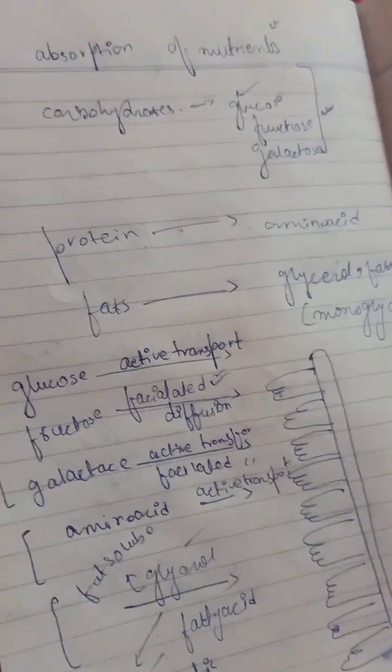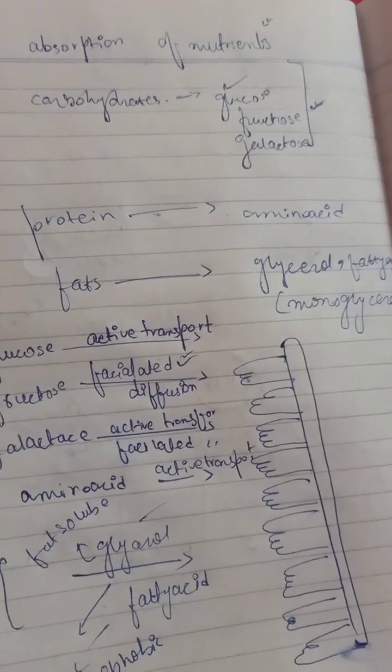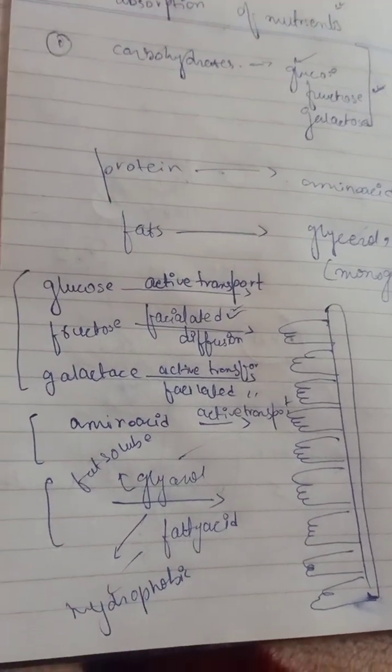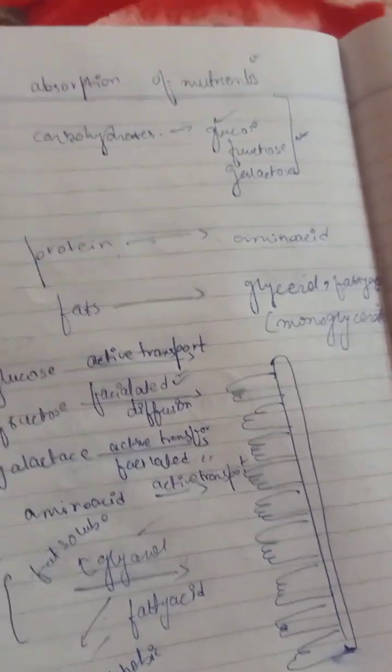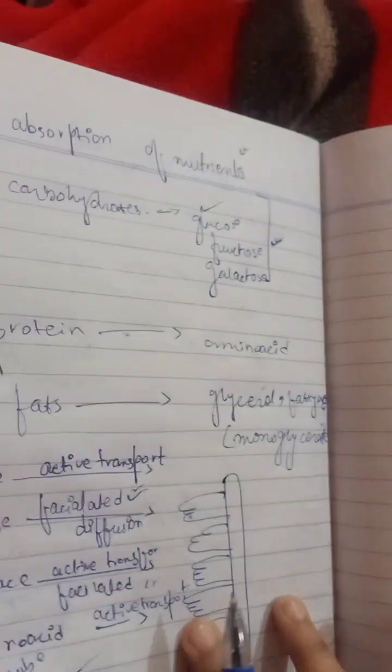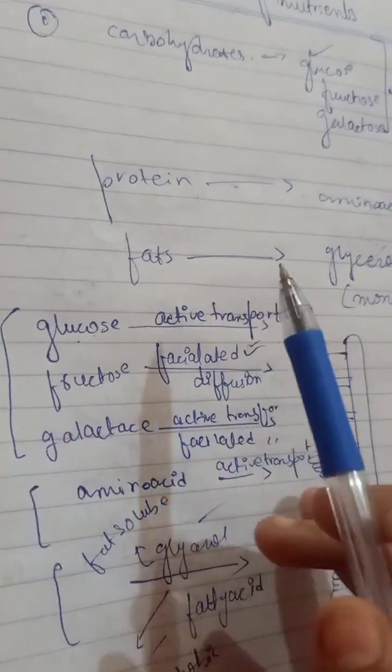Here we are having some things to be discussed. First of all, let's talk about glucose. If we talk about glucose, as I told you, it will be absorbed by active transport. Let's see how.